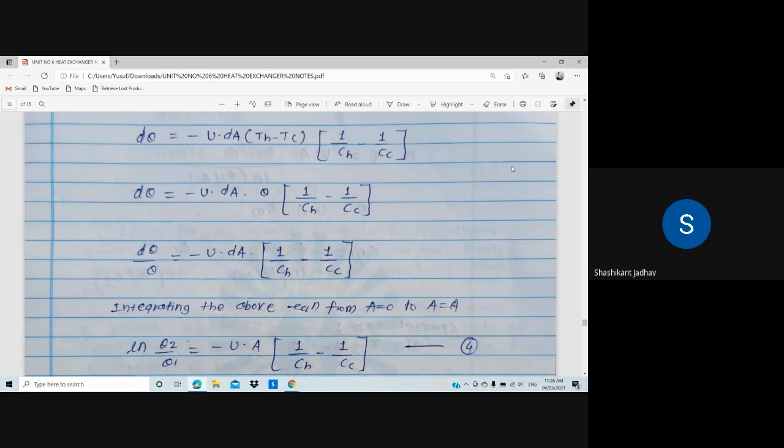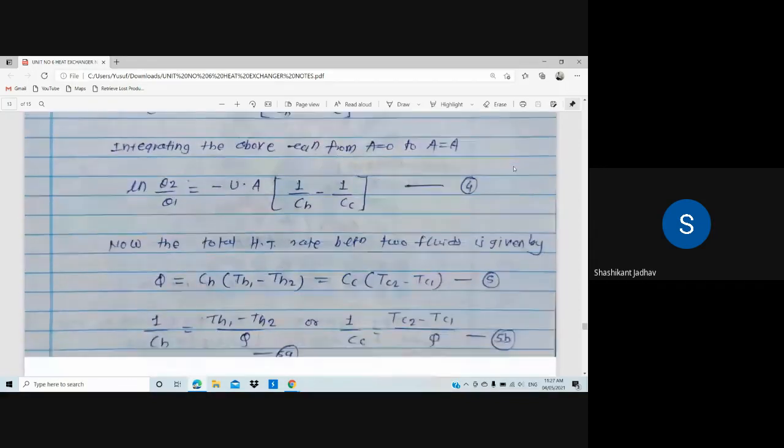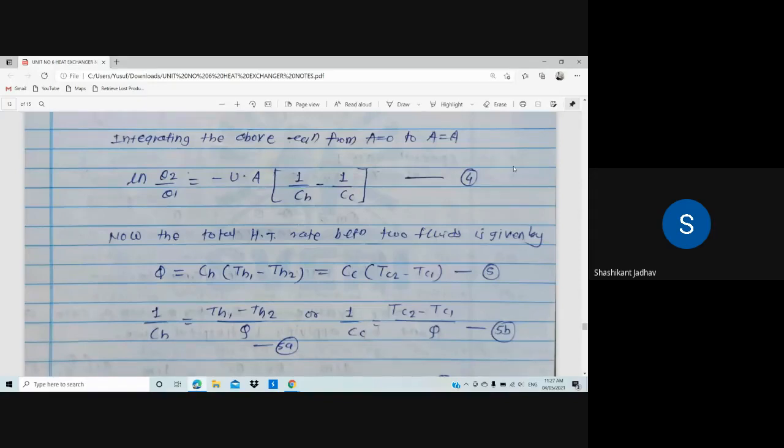Okay, so now we have to take the integration from the inlet to outlet condition, or from the area 0 to capital A. So we have to write down the equations for that. By taking the integration of d theta by theta from 1 to 2, we get ln theta 2 by theta 1. I have directly written that equation.